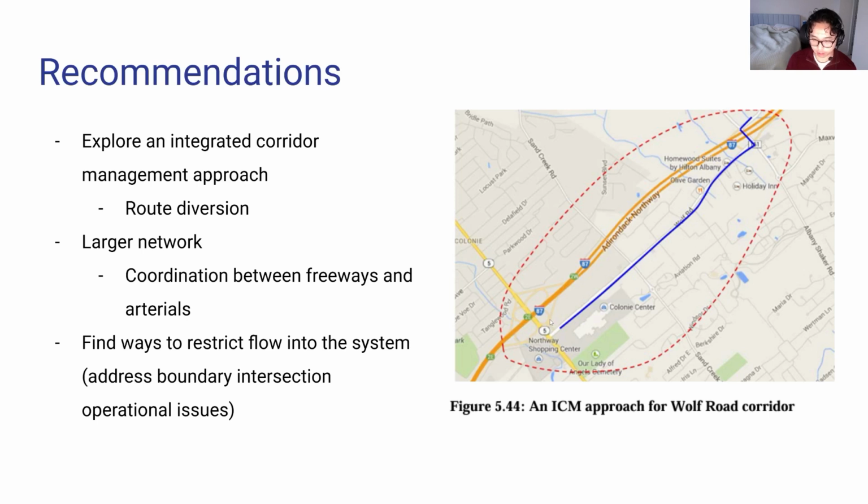And maybe seeing if there's coordination between any off ramps or any other signals that we can't see from here at this freeway, and seeing how that could impact these boundary intersections that are causing huge issues. And then maybe finding ways to restrict flow into that system, whether that be rerouting vehicles somewhere else or just finding other ways to improve operations at those boundary intersections.